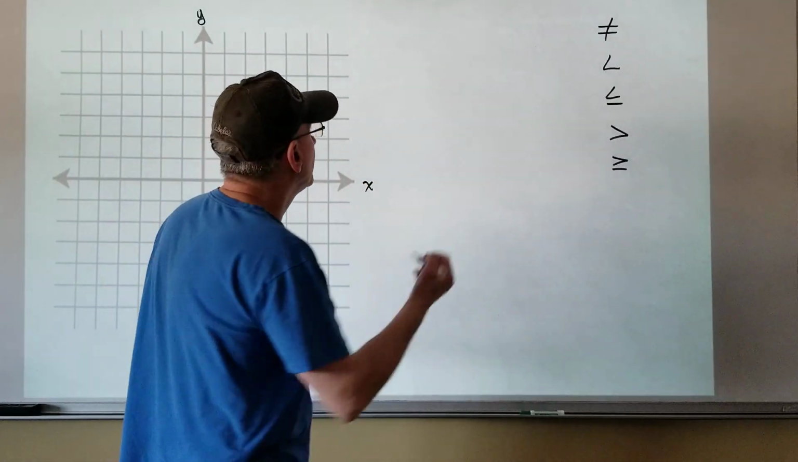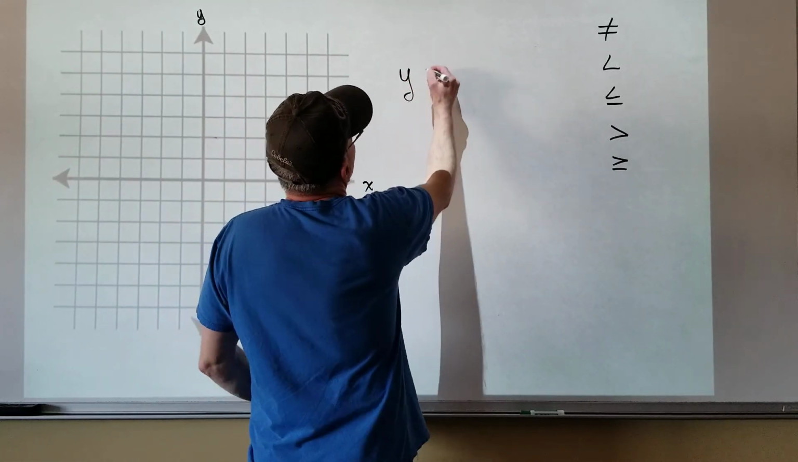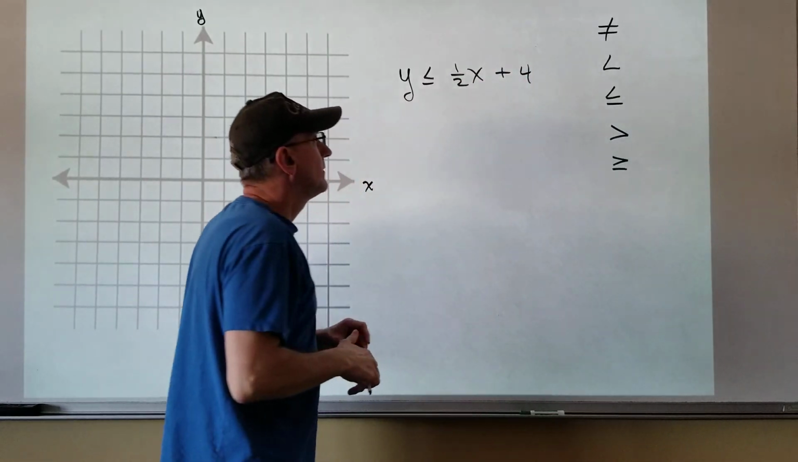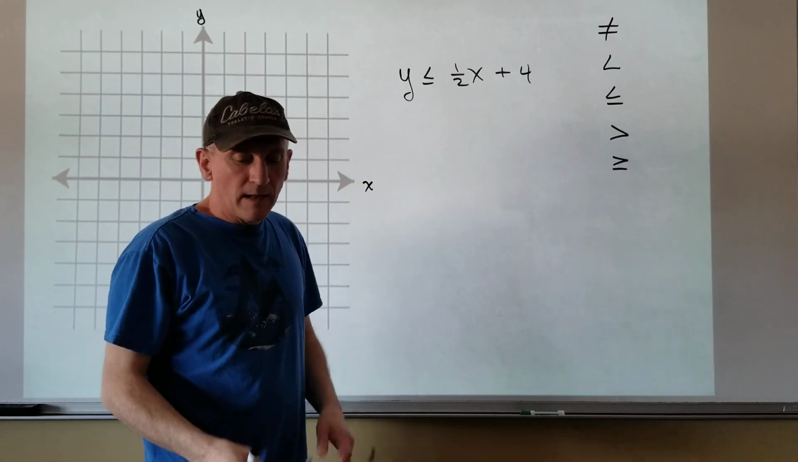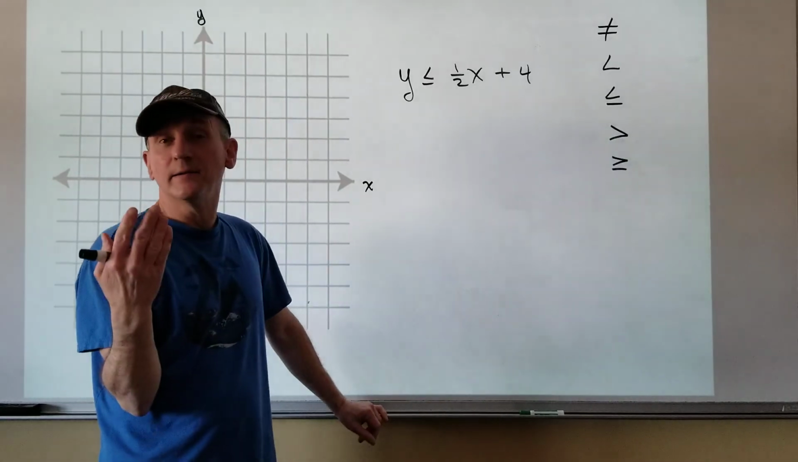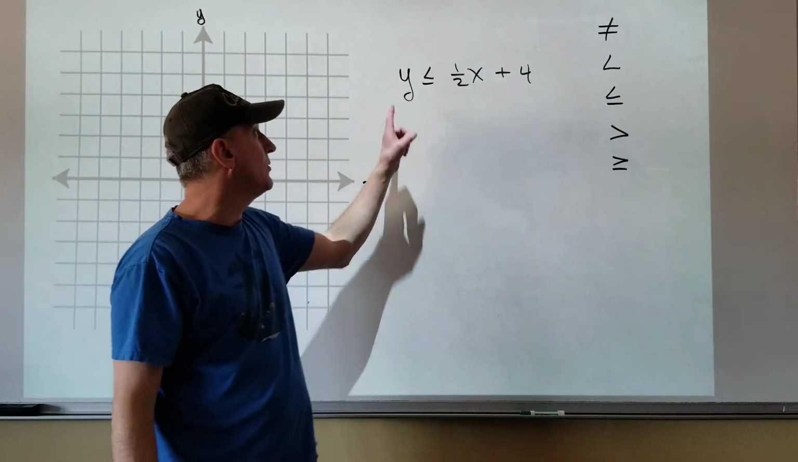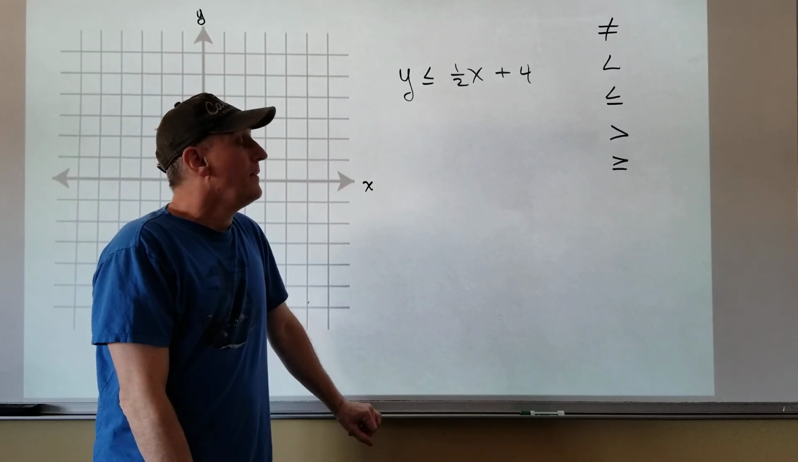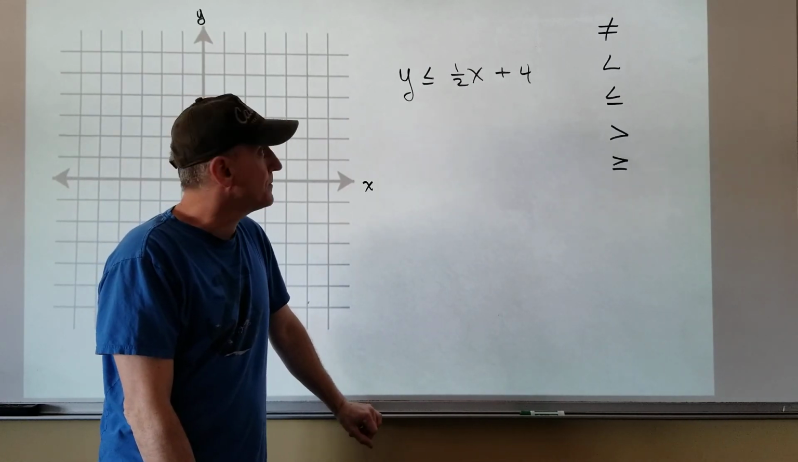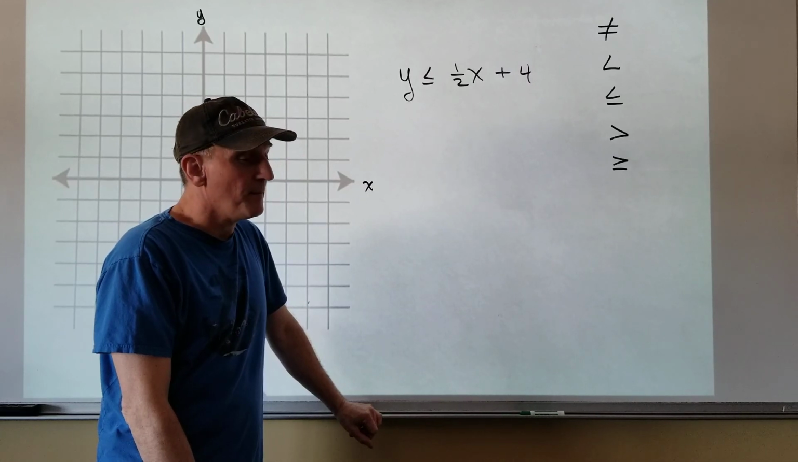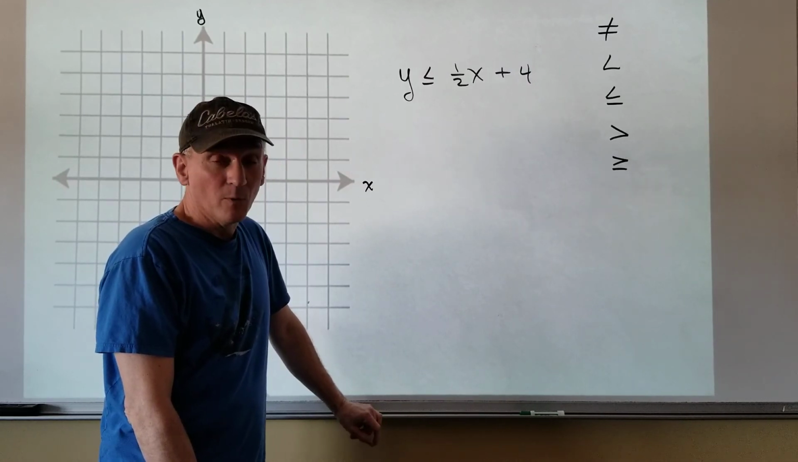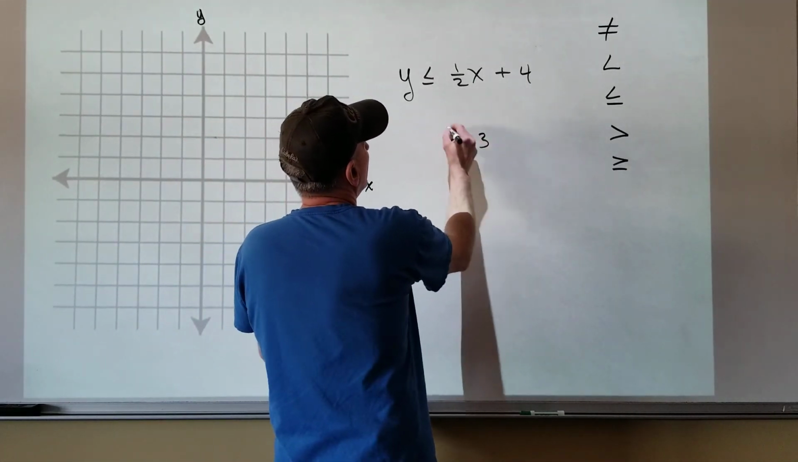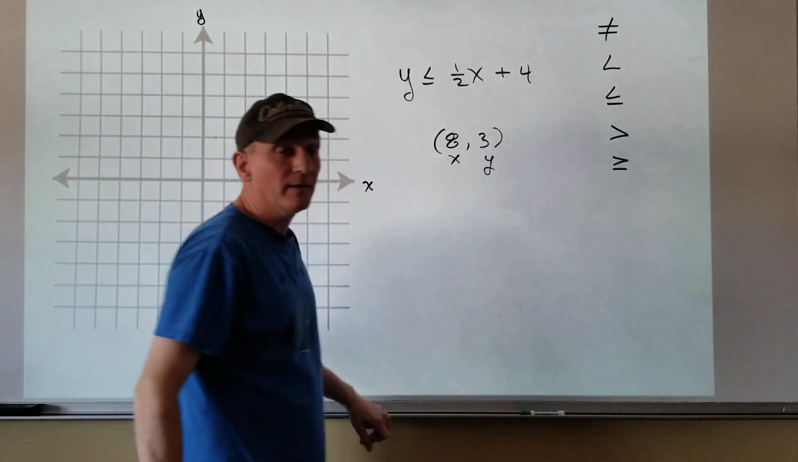So let's take an example of this. Y is less than or equal to half x plus 4. First of all, the solutions don't look like solitary numbers. You can't say the answer is 8, because there are two things that have to be answered here. I need an x and a y. Now, if you say the answer is 8 for x, and the answer is 3 for y, so 8 and 3, like this, you may be right, you may be wrong, but at least now we can talk about it.